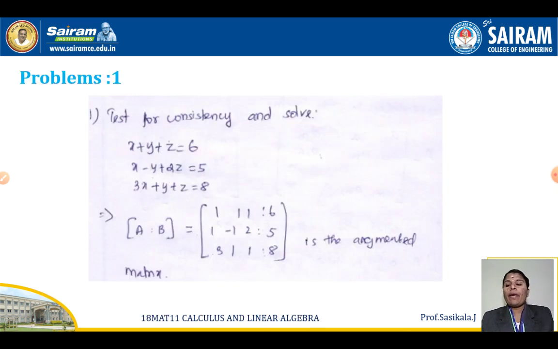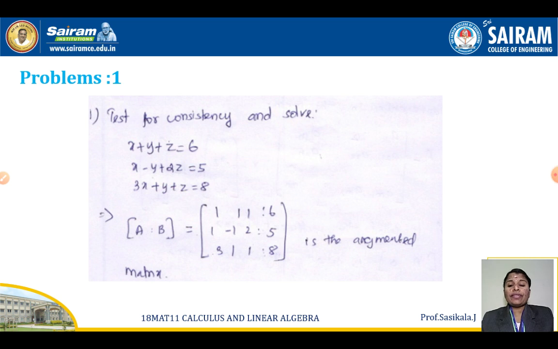Now we'll go to the problem. The first question: test for consistency and solve. The question asks us to check the consistency and find a solution of the equations. You have 3 equations with 3 unknowns: x plus y plus z is equal to 6, x minus y plus 2z equal to 5, 3x plus 4y plus z is equal to 8. So what are your unknowns here? x, y, z are the variables, the unknowns. What we need to find is the value of x, y, z.